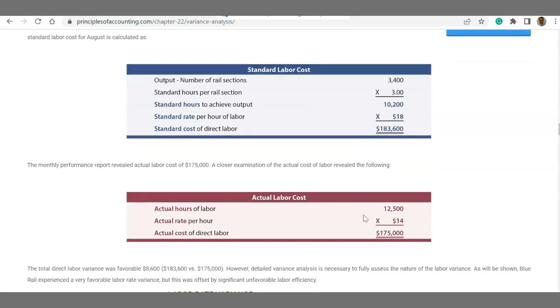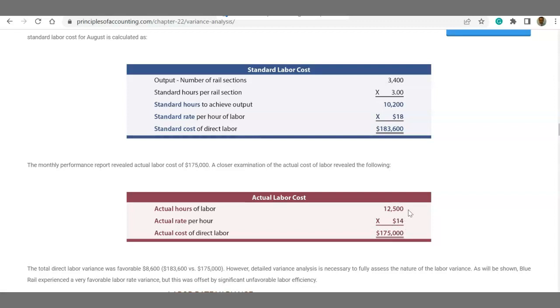But in reality, this is what happened. In reality, the actual hours were 12,500 hours. Look at the hours needed, 10,200, and here they used 12,500 hours. But the labor cost is $14. That is much cheaper than the standard cost. So it looks like, as I see, they hired less efficient, cheaper labor.